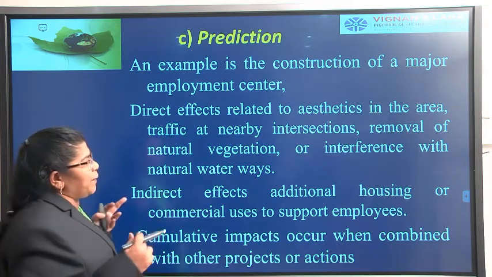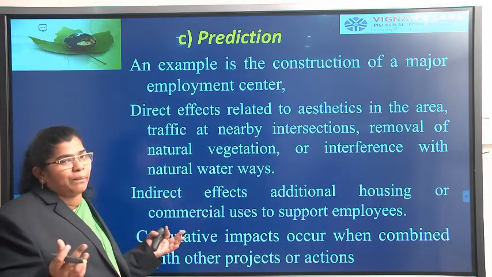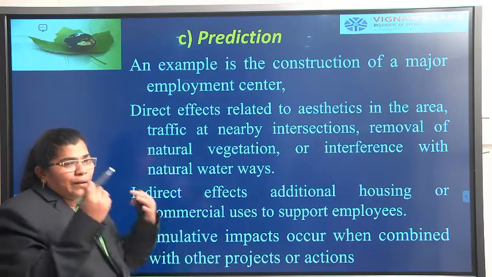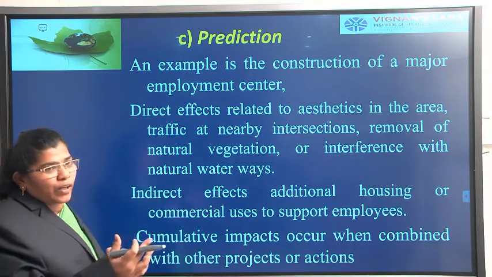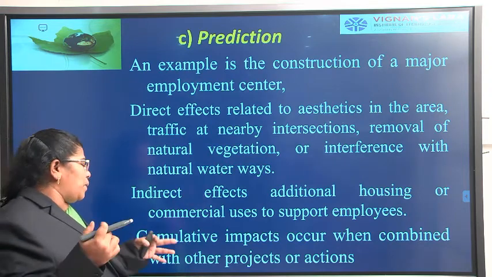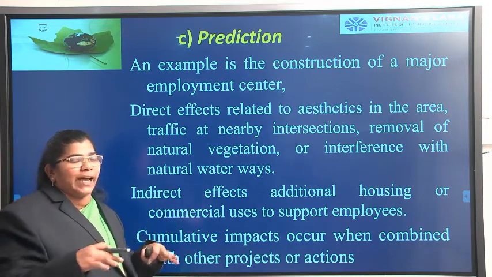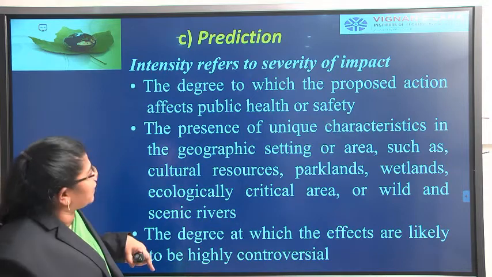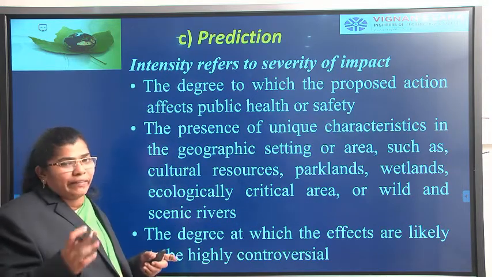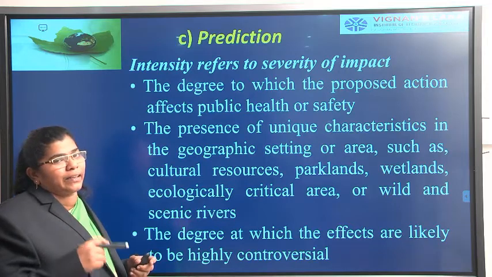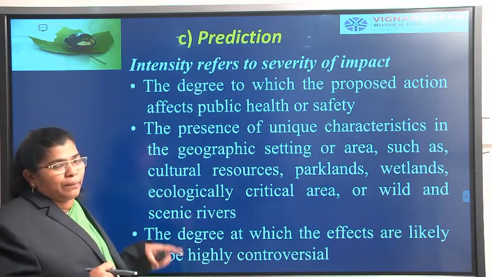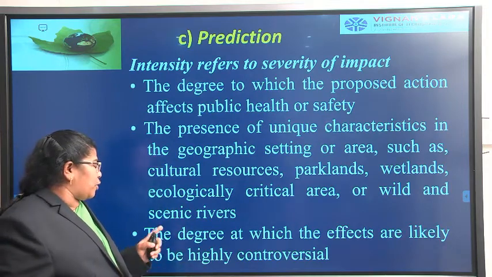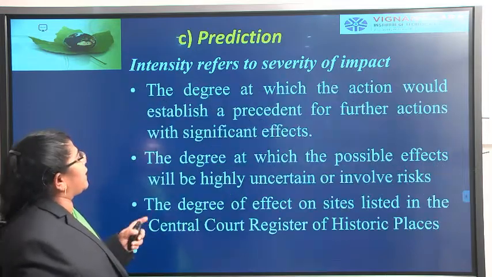The direct effect will be on the aesthetics of the area, the removal of some places and other things. But the indirect effect will be in the additional housing to be provided for the persons who are going to reside there, and additional water facilities to be provided. The cumulative effect means everything based on the project cost and the actions will be taken care of. Next, the intensity or severity of the impact also has to be considered, whether it will be affecting wetlands or parklands, natural resources, wildlife, or human beings. And the degree to which the effects are likely to be highly controversial will also be considered.